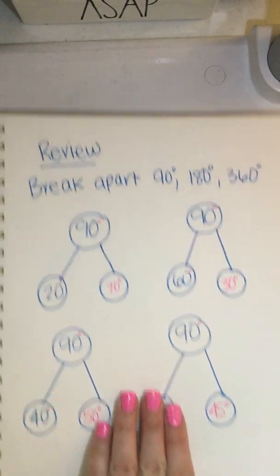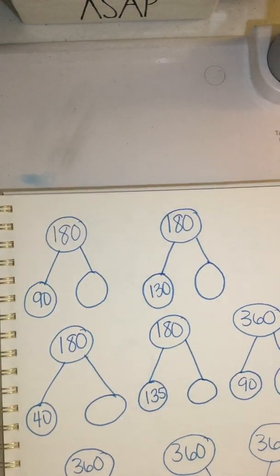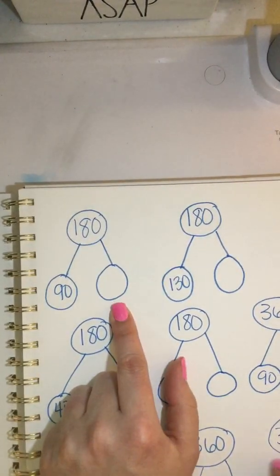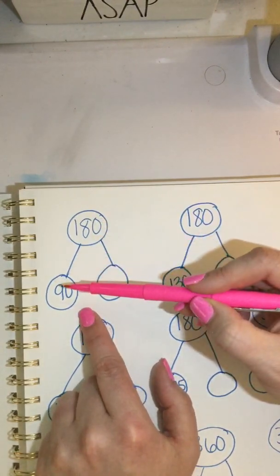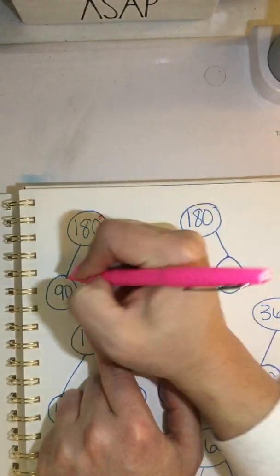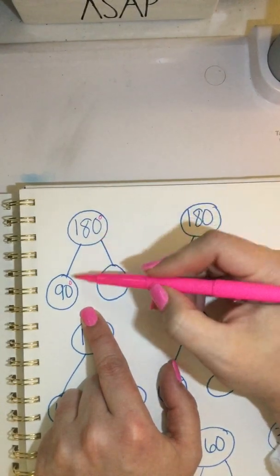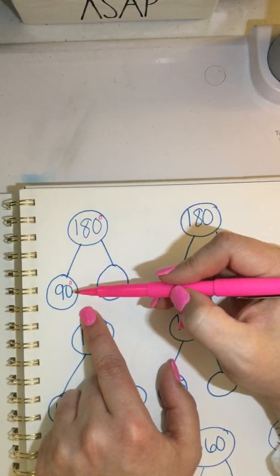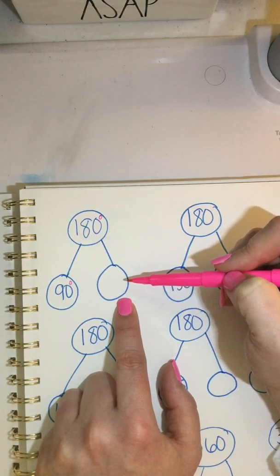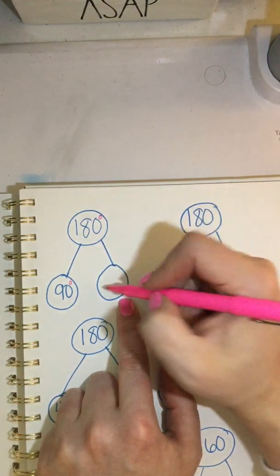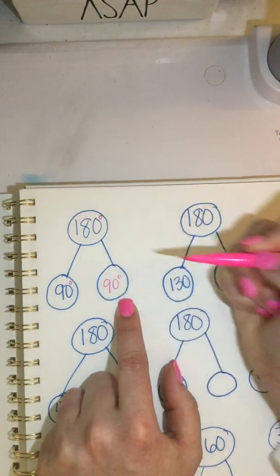Okay, we're going to go on to some bigger numbers. All right, we're going to start right here. Okay, so I have 180 degrees, and part of, I forgot the degree symbols here, 180 degrees, and part of 180 degrees is 90. What's the other part that we're missing there? What other part? Okay, it is 90 degrees.